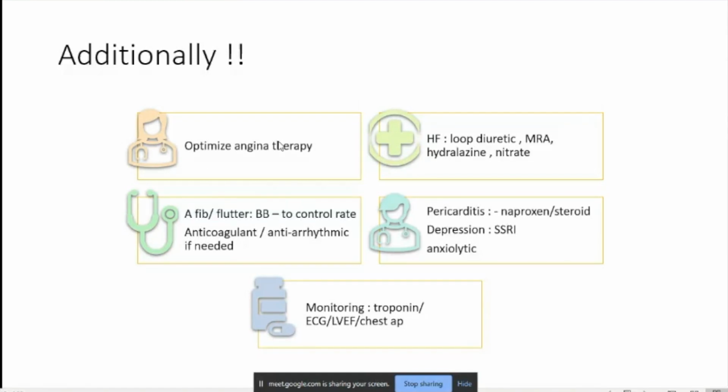If the patient has pericarditis, we start the patient on naproxen or steroids. And here the question you should ask me is, why are we giving NSAIDs? NSAIDs are one of the classes of medication that we should not use in patients with a cardiovascular event. But naproxen is the drug in the NSAID class which has the least cardiovascular side effects. That is the reason we choose naproxen.